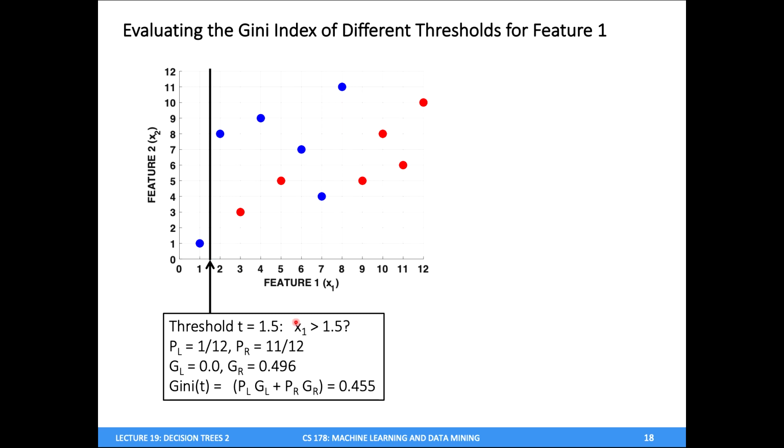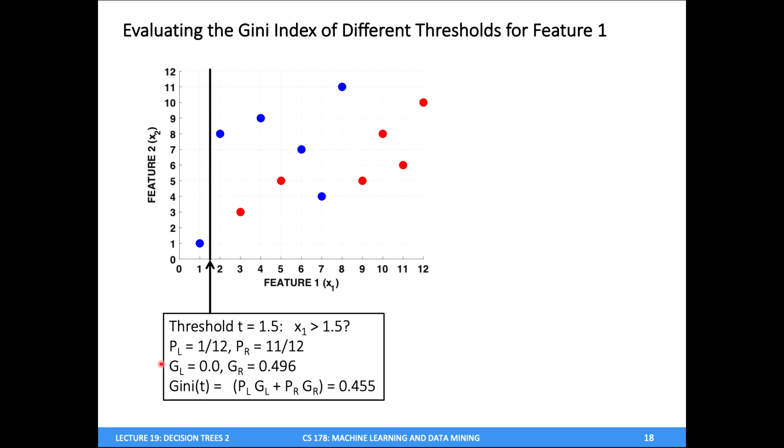So if I split my data set using this threshold, 1 out of my 12 data points goes to the left, it's this blue point, and 11 out of my 12 data points go to the right, it's all the remaining data points. The Gini index on the left is then 0 because my class probabilities are 1 and 0, so if I just plug into the Gini index formula, I'll get a 0 on the left.